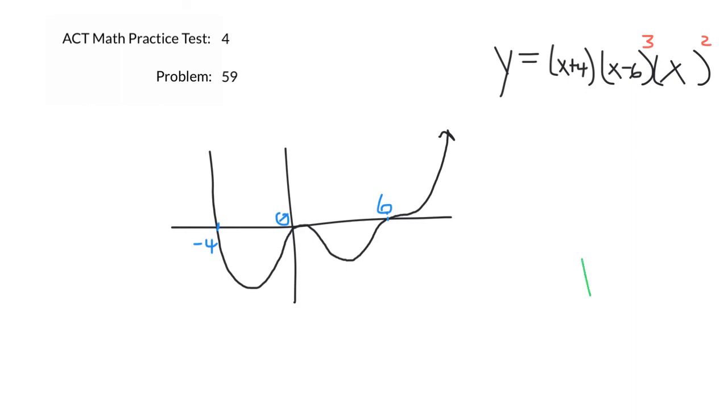Now, D is written in a slightly different order, where answer choice D says x squared times x minus 6 cubed times x plus 4, so slightly different order. But as you all know, multiplication is commutative, so therefore it doesn't really matter what order we list these, it's still just multiplication. So that is how you do problem number 59. The answer is D.